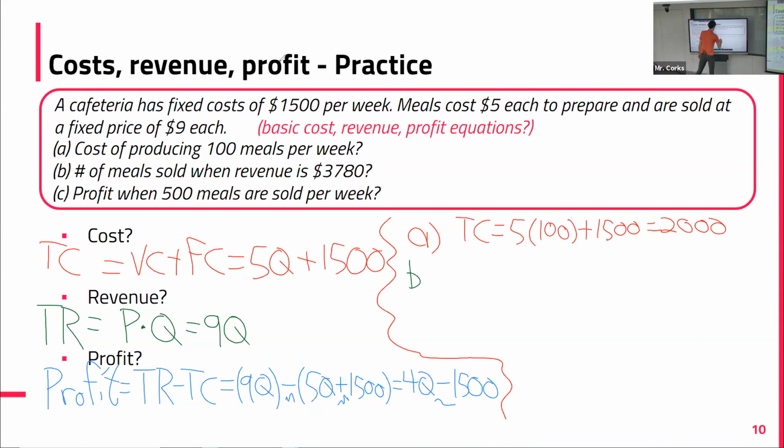So question B here, not asking us for revenue, it's giving us revenue and asking us for quantity. So we just work backward with our formula. So 3,780 is equal to 9Q. So Q is equal to 3,780 over 9, which is 420.